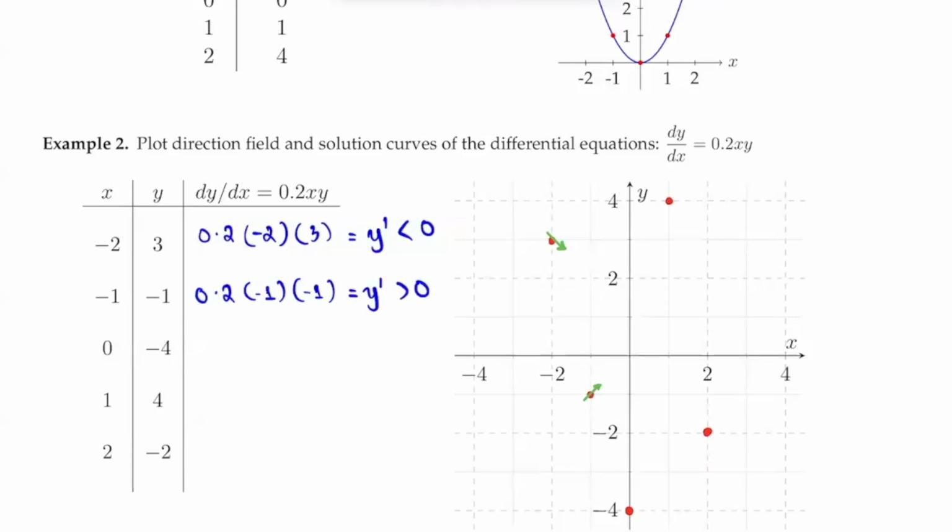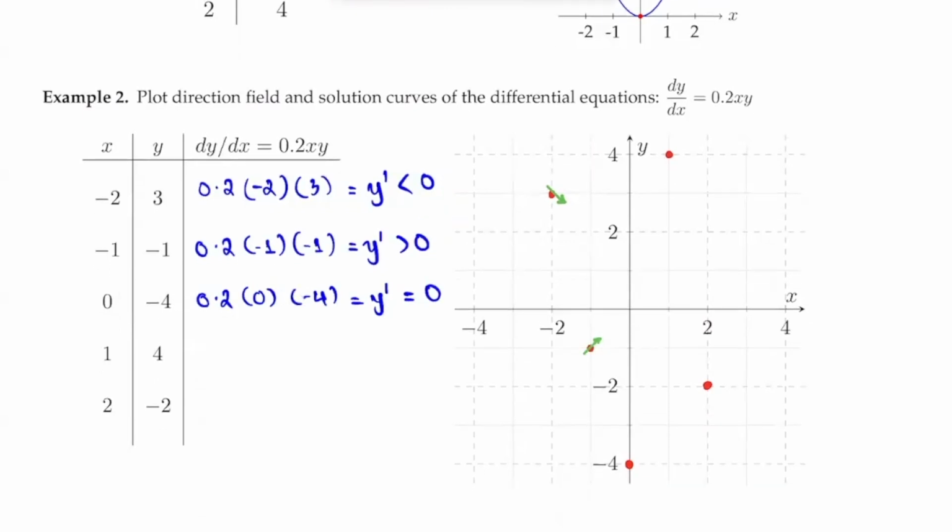Now for the point (0, -4), we do the same calculation, 0.2 times 0 times -4. Because of the zero product, y prime is equal to 0. Therefore, near this point you have a horizontal line.